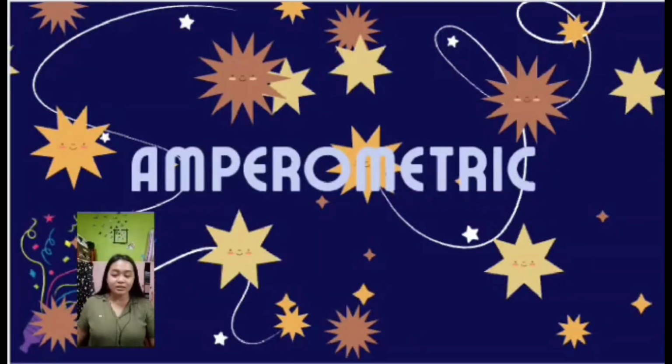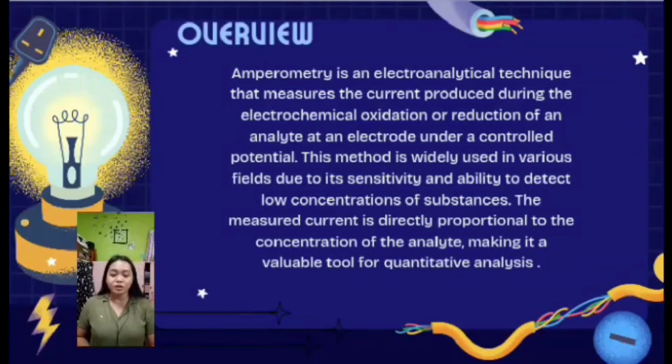So good day everyone. I'm going to tackle the amperometric method. So what is the amperometric method? It is an electroanalytical technique that measures the current produced during the electrochemical oxidation or reduction of an analyte at an electrode under a controlled potential. This method is widely used in various fields due to its sensitivity and ability to detect low concentrations of substances. The measured current is directly proportional to the concentration of the analyte, making it a valuable tool for quantitative analysis.